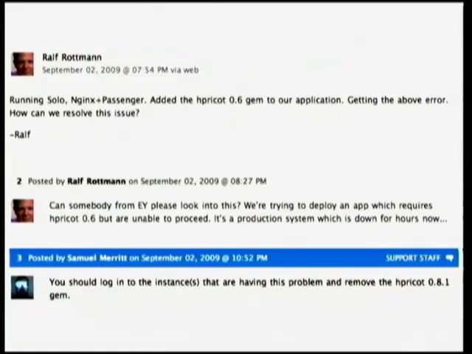It was the best that could be done back then, and it really would not have been a fix if there were more than one applications running on that box, because what if there were two applications and both needed different versions of HPRCOT?